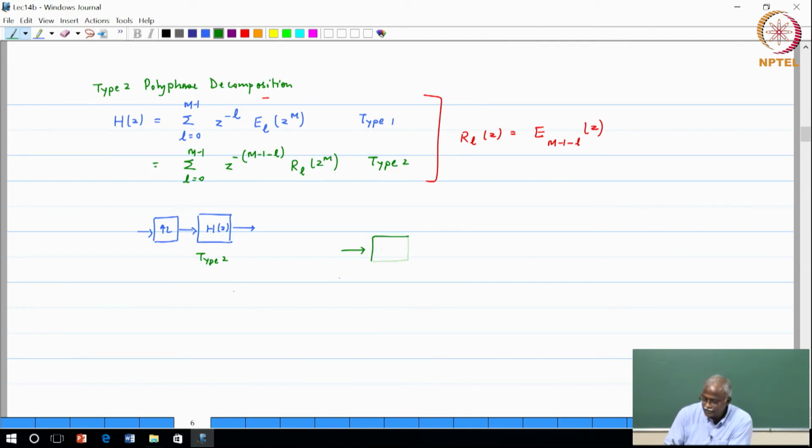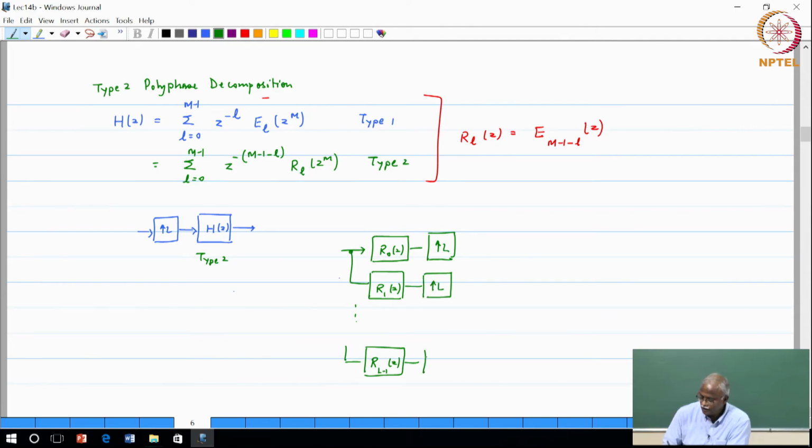What you would get is R naught of Z, second branch R1 of Z, the Lth branch is R L minus 1 of Z, then the upsampling by L in each of those branches. There are a total of L branches, and here is where the difference comes. Previously the arrows were pointing upwards towards the summation. Now because R naught has got Z power m minus 1, the delay units are still there, but the arrows are now pointing downward.